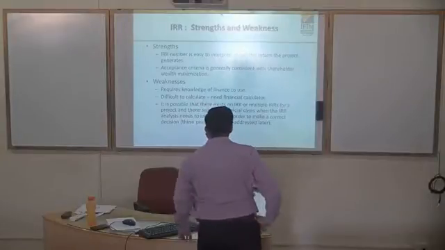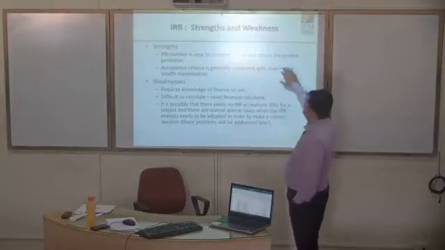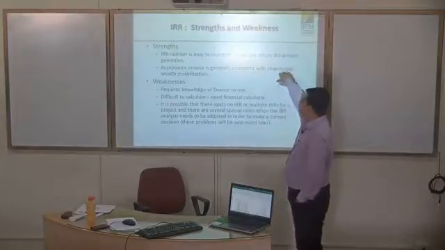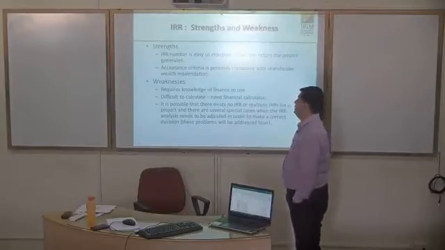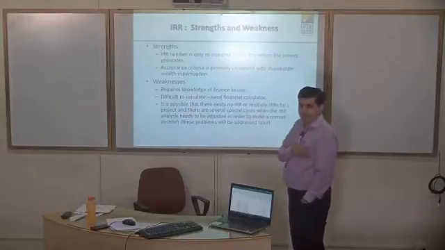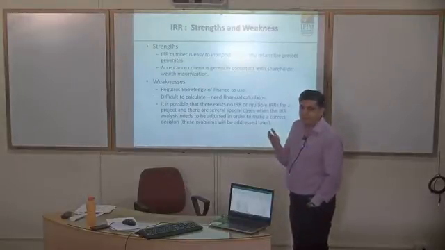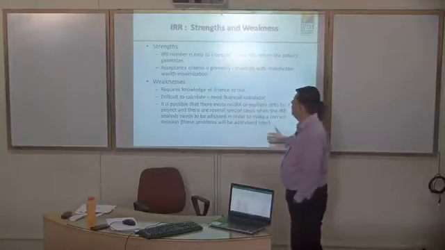Strengths and weaknesses. IRR number is easy to interpret, shows the return the project generates. Acceptance criteria is generally consistent with the shareholder wealth maximization. Weaknesses: requires knowledge of finance to use, of course. Difficult to calculate, need financial calculator or Excel sheet. You cannot do it by hand. It's a little difficult. Of course, we can always do this by hand. We all learnt it without Excel sheets.